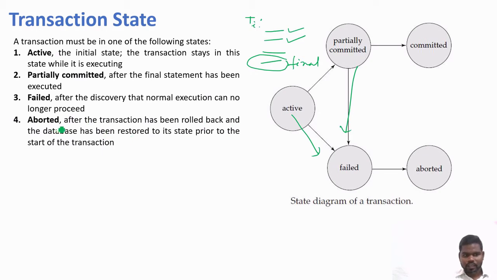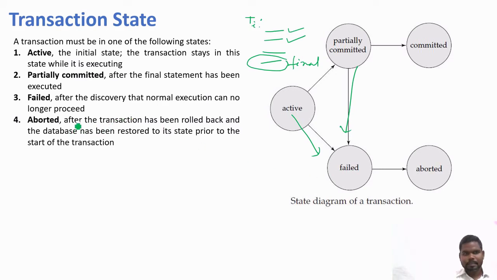The fourth one is aborted. After the transaction has been rolled back and the database has been restored to its state prior to the start of the transaction, that is called the aborted state. When the transaction enters into the failed state, then it enters into the aborted state. When the transaction is rolled back, it means all the data items that were already written are rolled back, that is, undone. Okay, so that is called the aborted state.